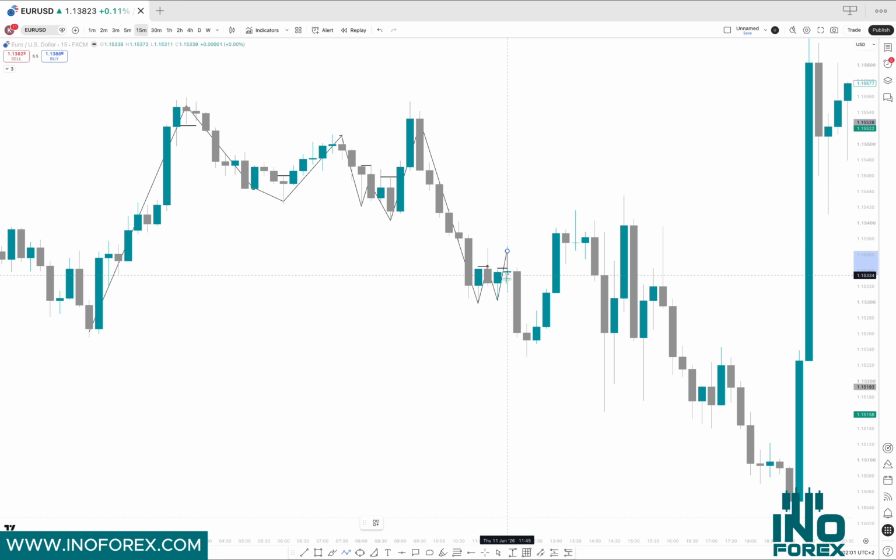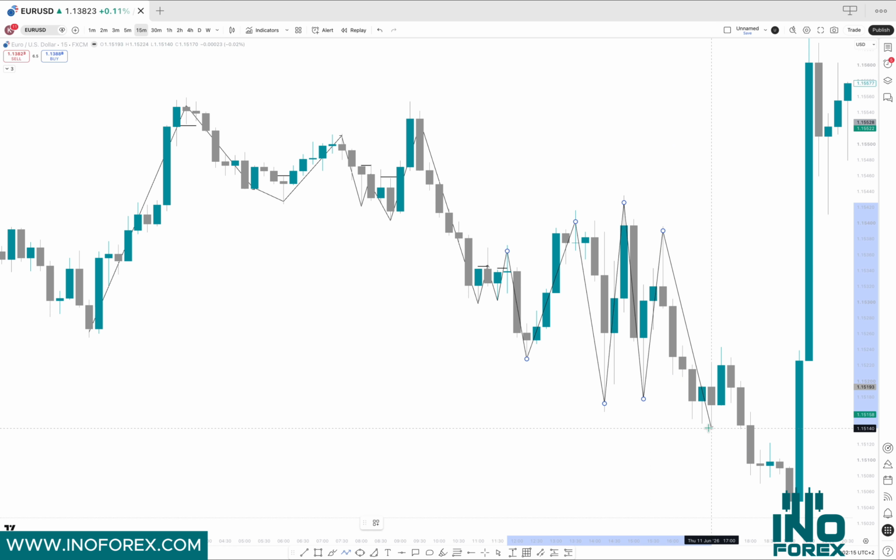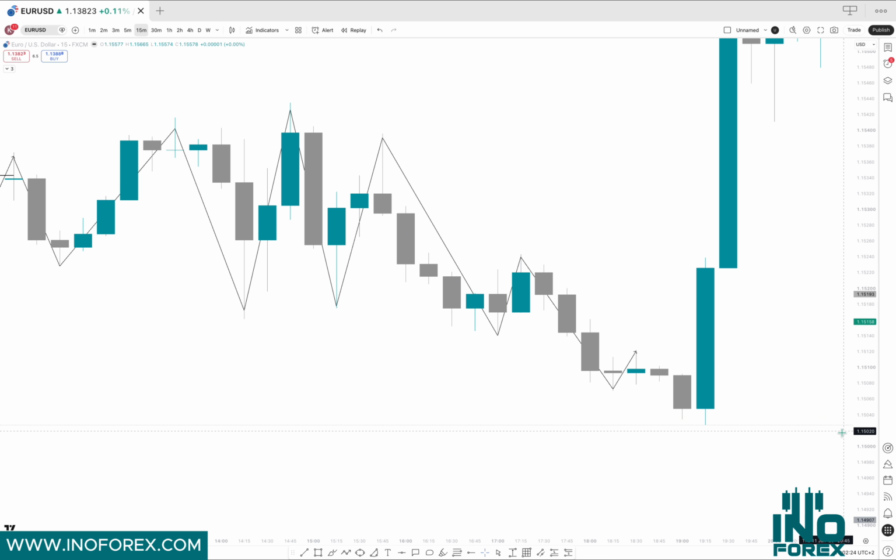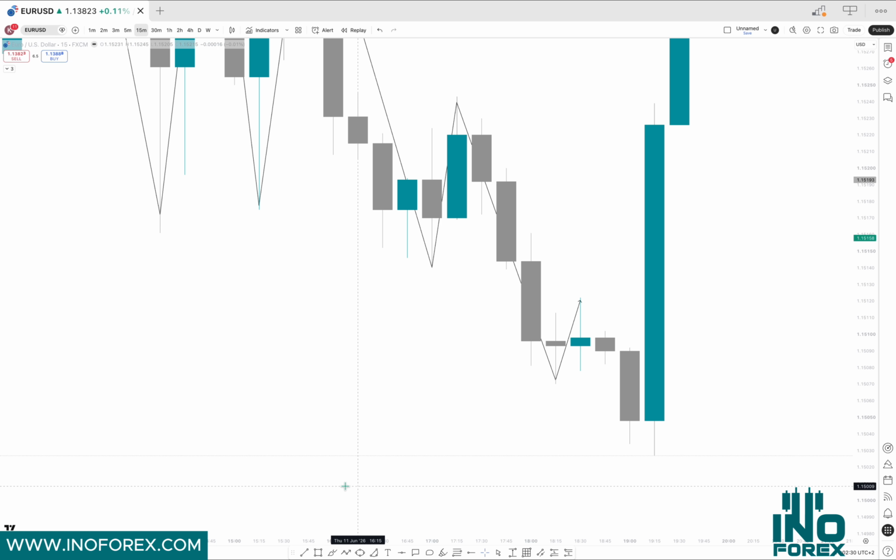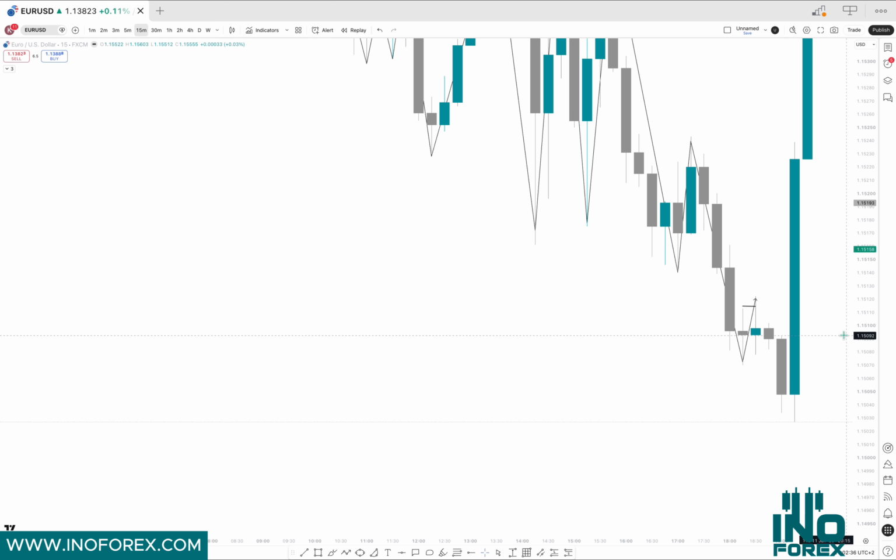So again market pushes to the downside, creates another pullback, because market breaks a previous candlestick high. Again market pushes to the downside and creates another pullback. This is a pullback. Why? This is a small pullback because market breaks a previous candlestick high. This is a valid pullback.